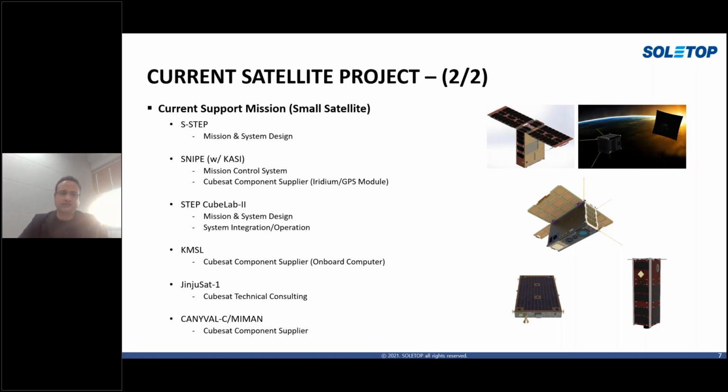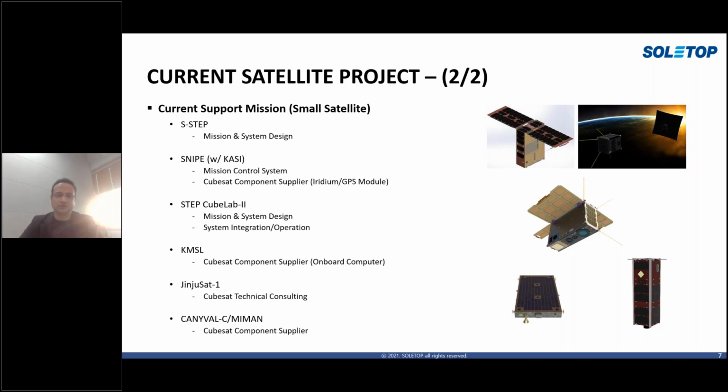computer, for a mission slated to be launched in some years. So Jinju Sat 1 is also coming up. We will be the technical consultant for them, and will be part of their mission as a support system. Miman? This has been in talks for a while, and we have been a component supplier for those missions.